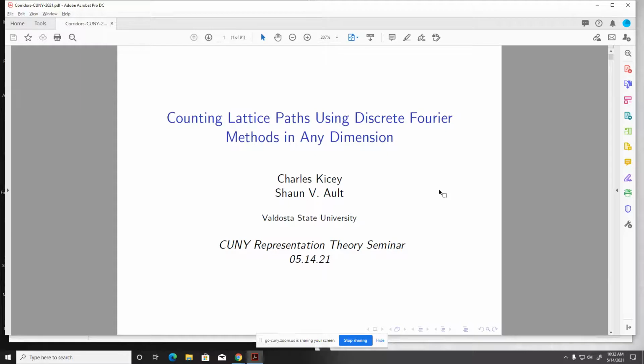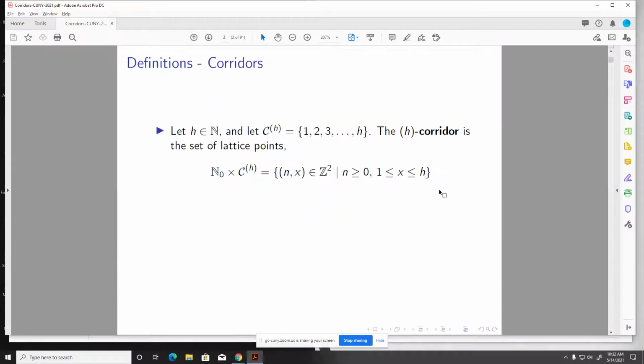Yes. Okay, counting lattice paths. I've included just a few things in my initial slides that Chuck has already talked about. I'm going to fly through these first few slides with you. What we have here is a definition for our corridor numbers, for our corridor structure that we're going to generalize. I want to think about the corridor as the discrete set of points 1 through h if we're in the one-dimensional case, and that's the case that Chuck talked about.